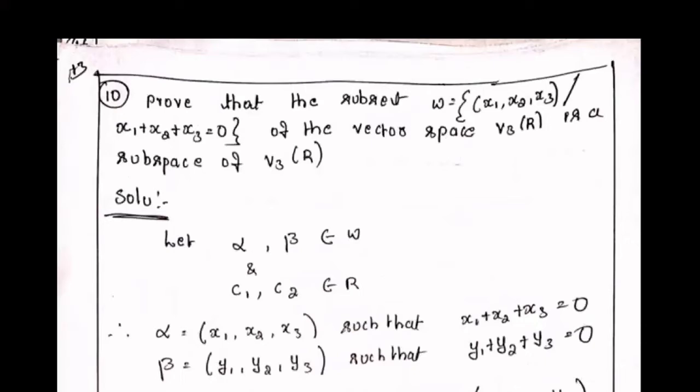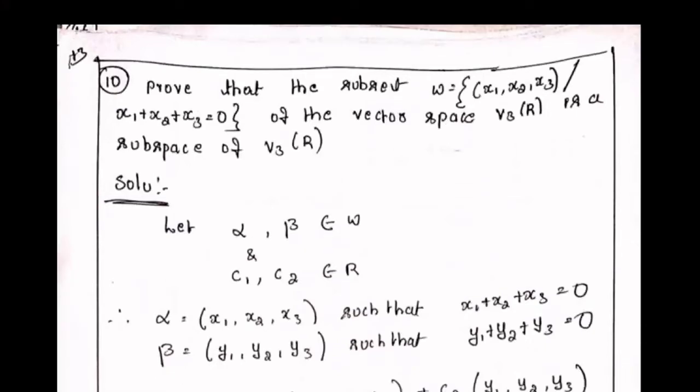Next question is this. Prove that the subset W is equal to (x1, x2, x3), three variables. What is the condition given? x1 plus x2 plus x3 is equal to 0. That is the condition. Okay. So you are considering three variables. You consider any vector in this W. If you add all the three components, it becomes 0. That means you can consider something like (2, -1, -1). That is an example for W. When you add all the three, x1, x2, x3, it becomes 0. Those kinds of sets you take.